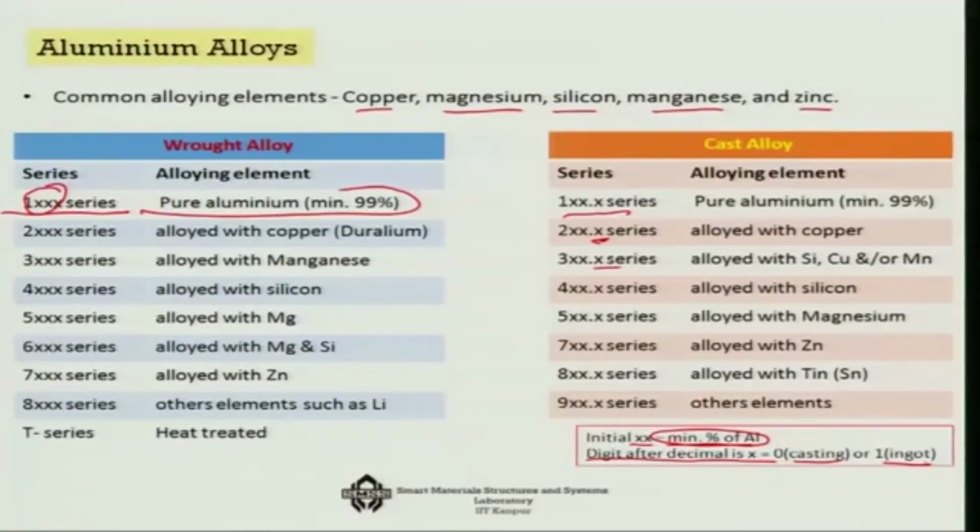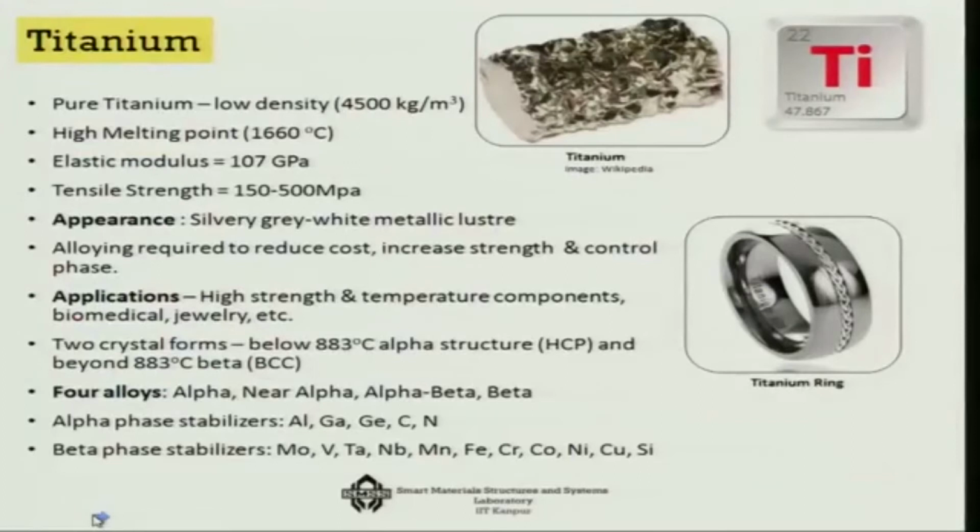So, grade 1 is for pure aluminum, as I said. Grade 2 is alloyed with copper, known as duralumin. It is the first material that was used for aircraft applications. Grade 3 is with manganese, grade 4 with silicon, 5 with magnesium, 6 with magnesium and silicon, 7 with zinc, and 8 with other elements such as lithium. And if you see a T, that T means it is also heat treated. So, that is how we define various types of grades of aluminum.